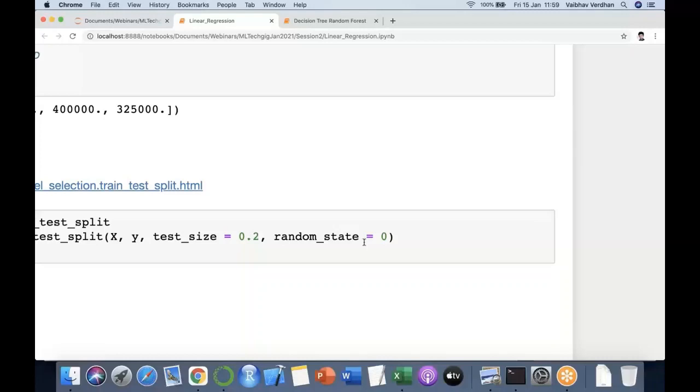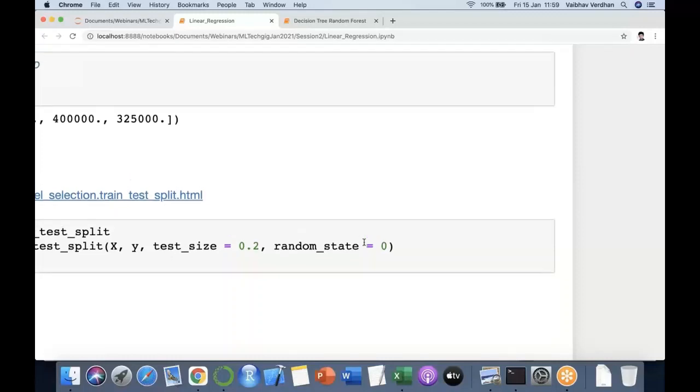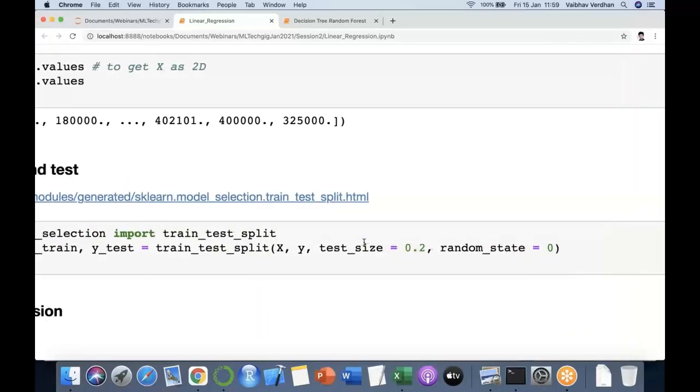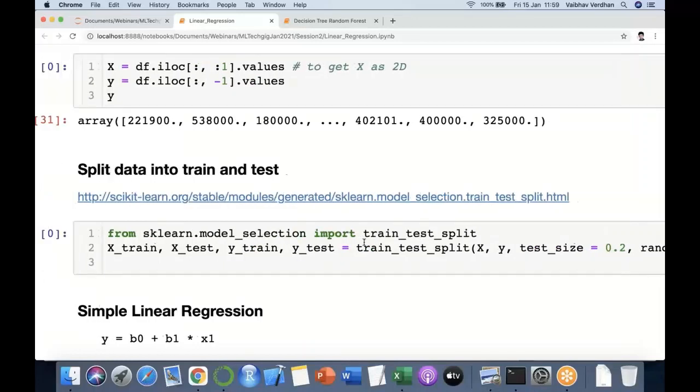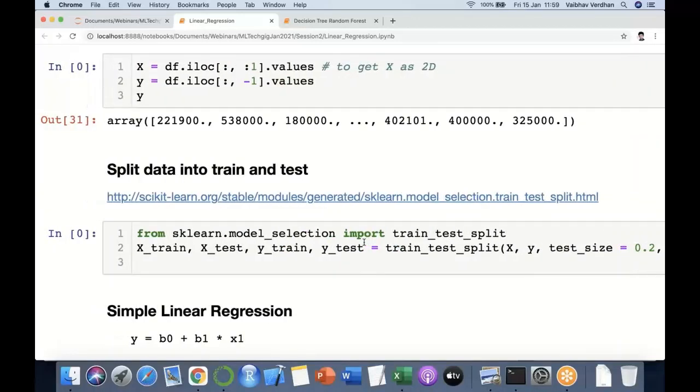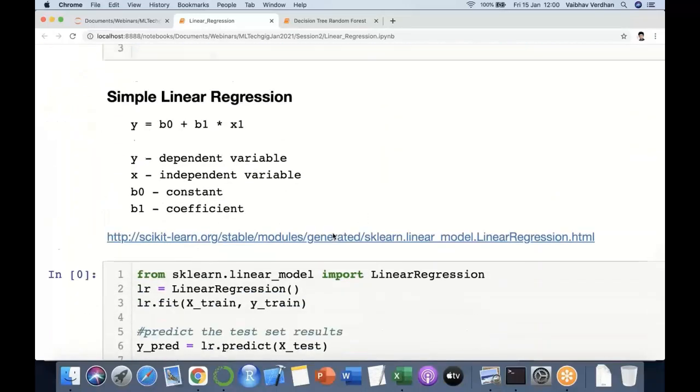A random state 0 means that if you want to recreate the same split again, if you want to repeat the experiment and the numbers, you can go for random state. You can give any numerical value over here. If you give random state equal to 10, and if you give random state 10 again next time, you will get the same numbers. So this is my simple linear regression model.